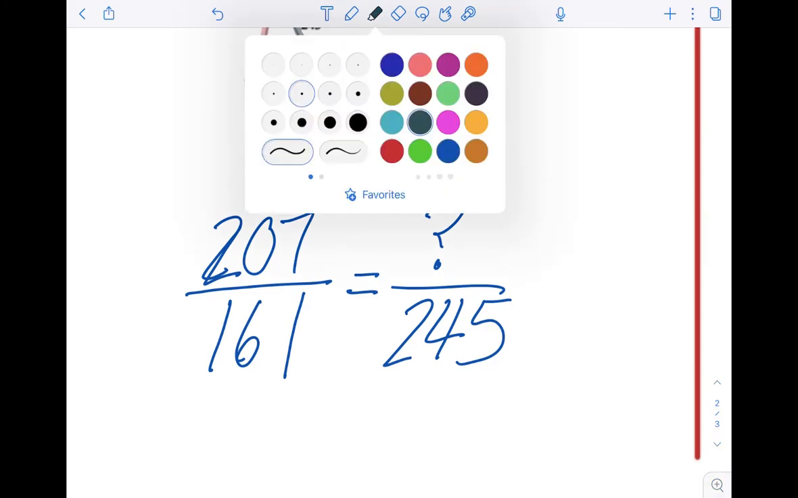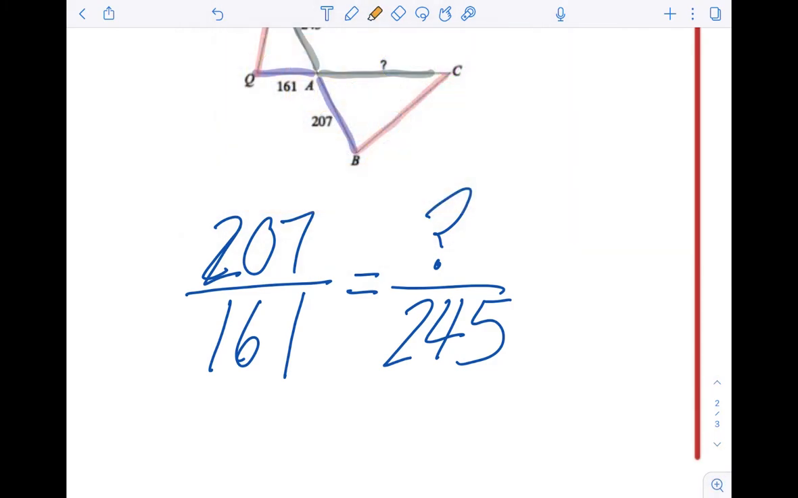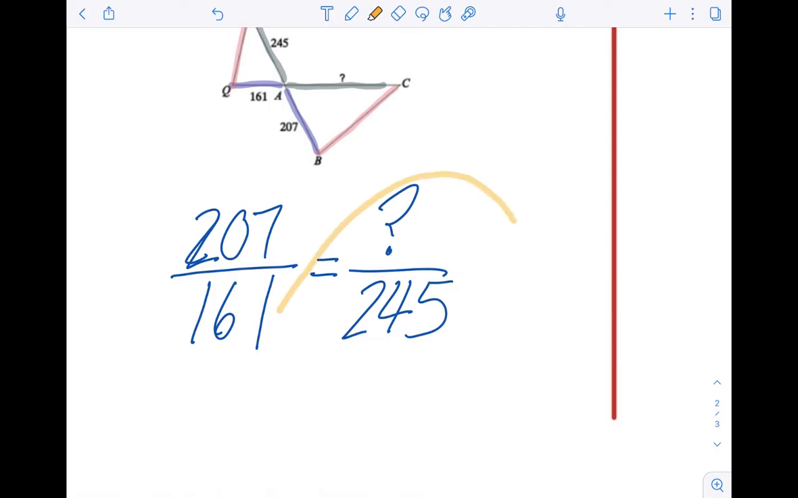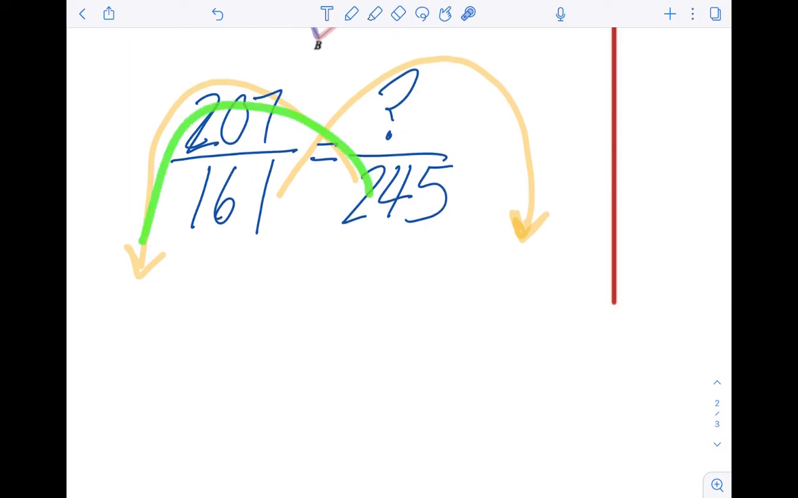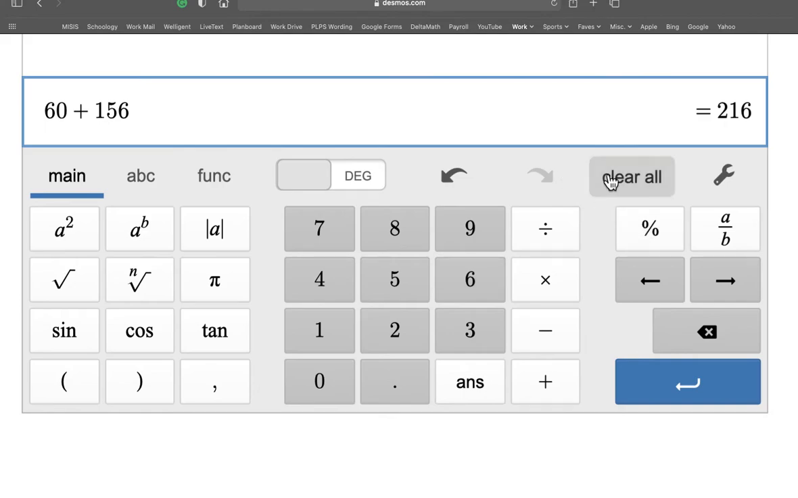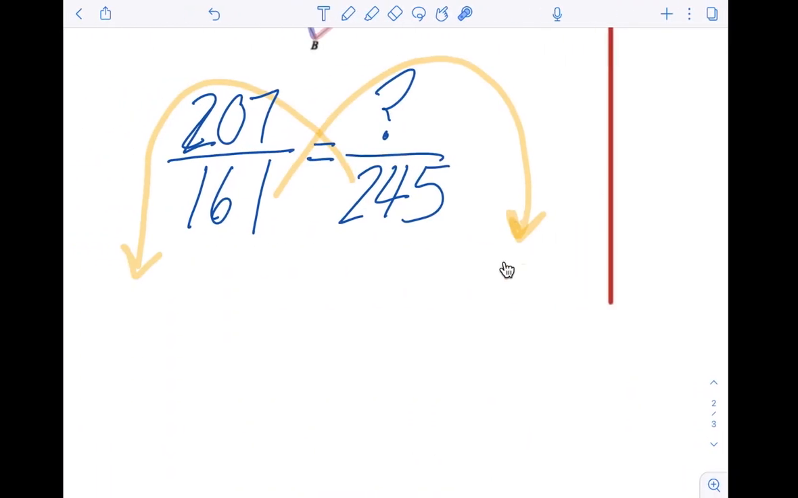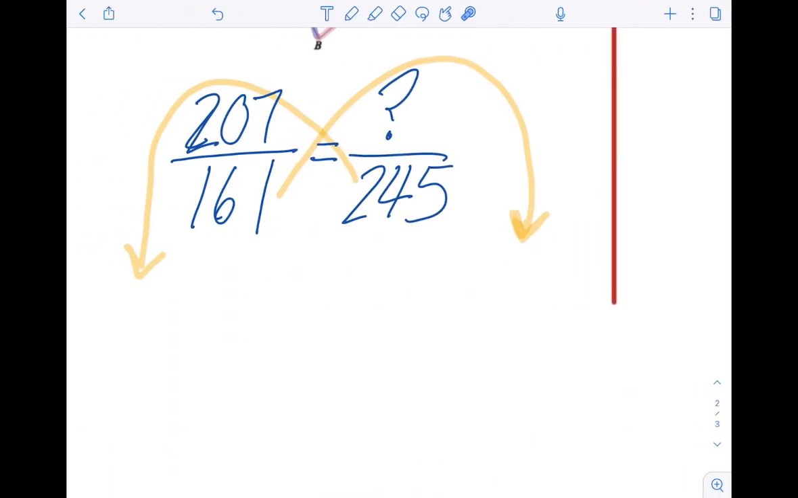And now we created a proportion. We're going to butterfly multiply. Question mark times 161, or 161 times question mark, and 245 times 207. I don't know what that is, so I'm going to use my calculator. 245 times 207, and that gives me 51,615. What is it again? 50,715.